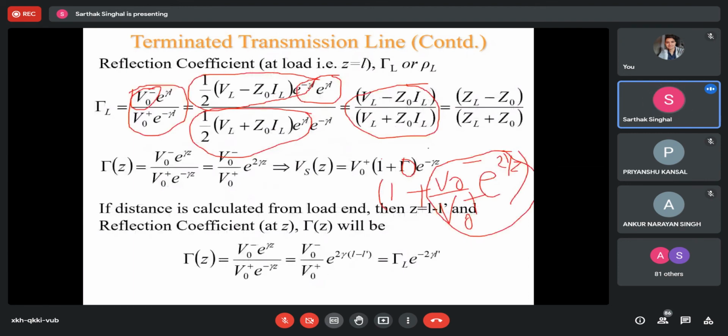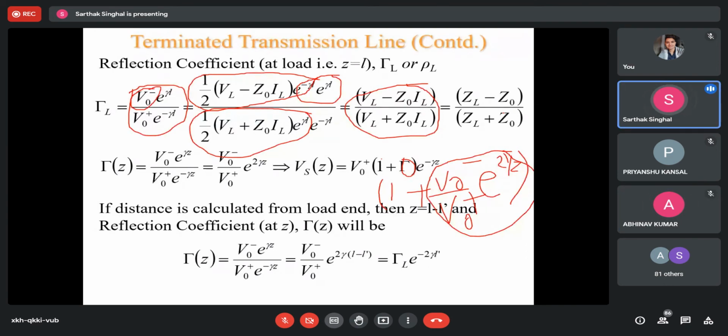Now, what will be the reflection coefficient when your transmission line is terminated with a short circuit? This ZL will be replaced with 0, right? It will be -1. And what about for open circuit? It will be +1.